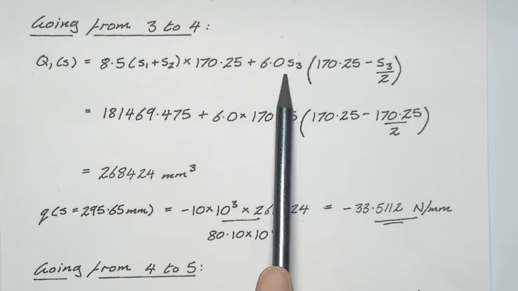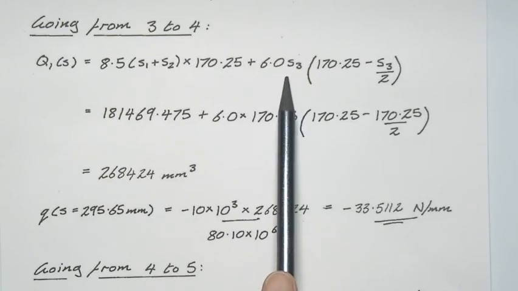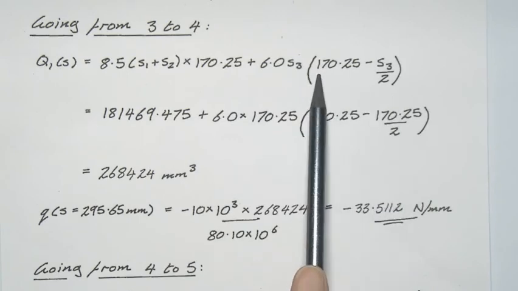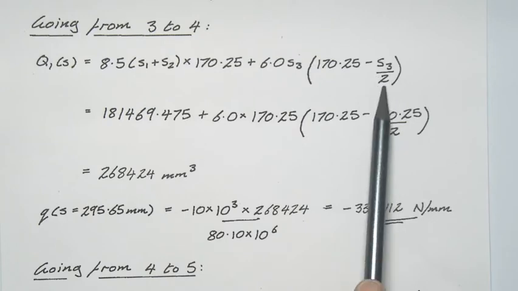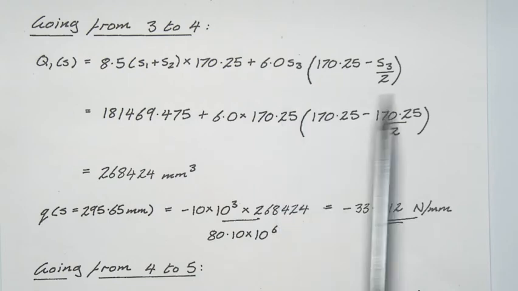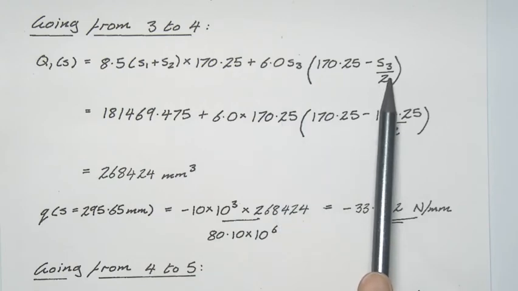As we progress down the web, obviously the area increases as we go down S3, but the distance to the centre of that area will be the distance to the flange, and then just minus the distance that we're progressing down, divided by 2. And because we have an S3 term here and an S3 term here, this is what tells us that we're going to have a quadratic distribution of the shear flow within the web part of the cross section.